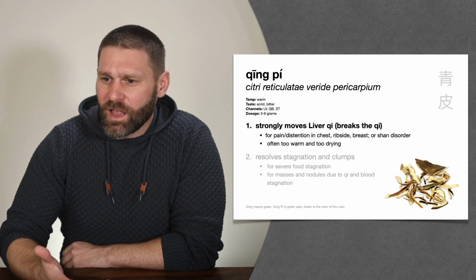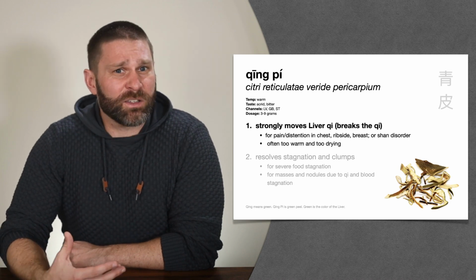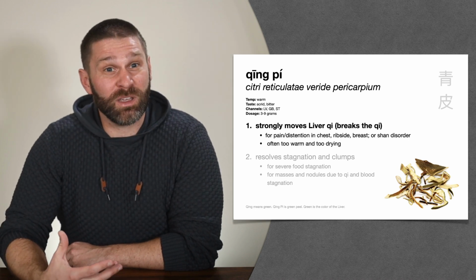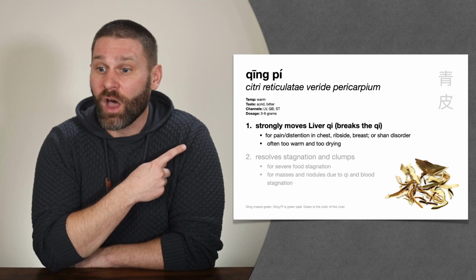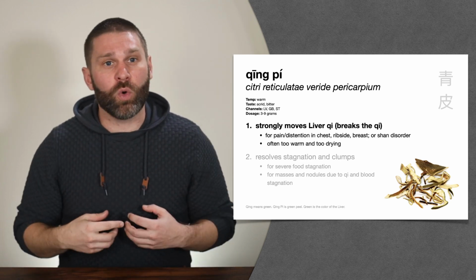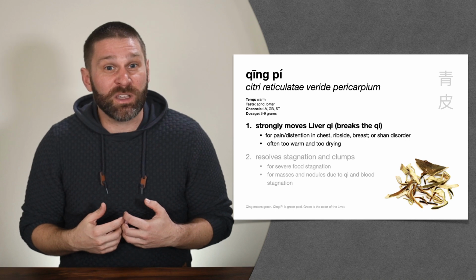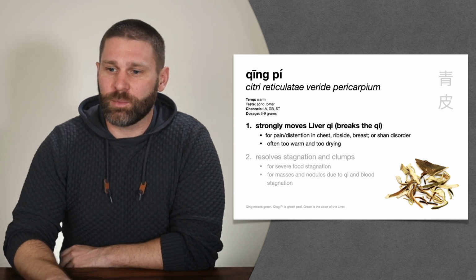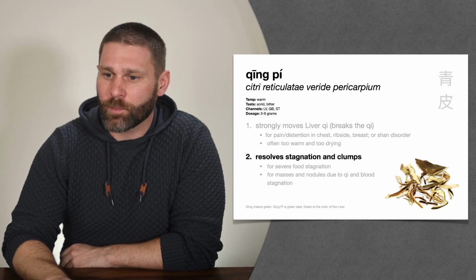And then Qing Pi, like we said, because it breaks the qi, that's a very strong action. Sometimes it can be too strong. So this can be too warm, too drying, or its action of moving the qi can almost be too strong. So we have to be careful and monitor that closely.